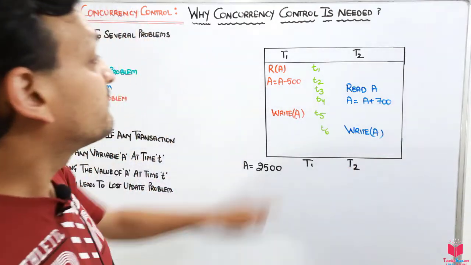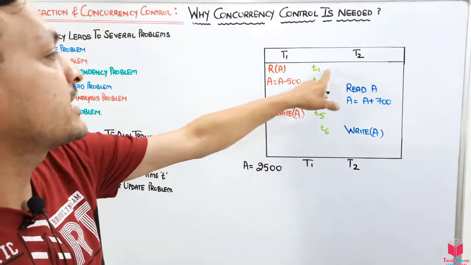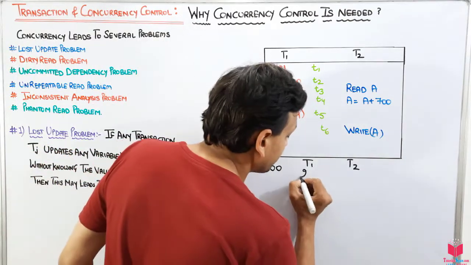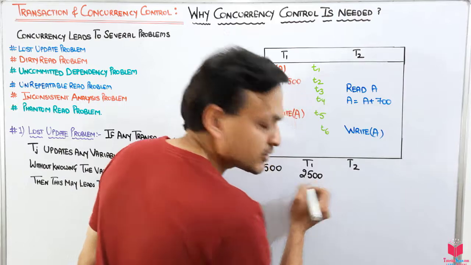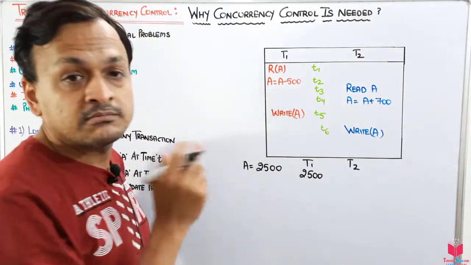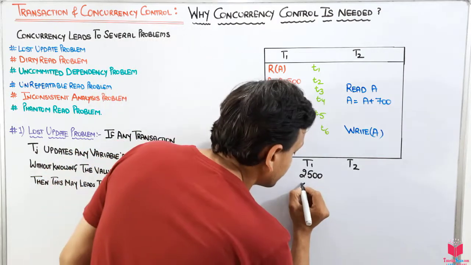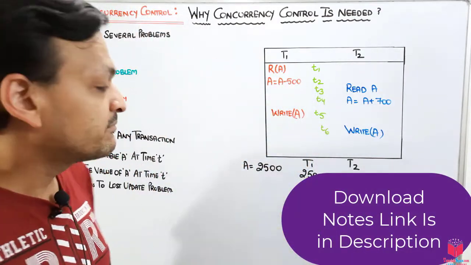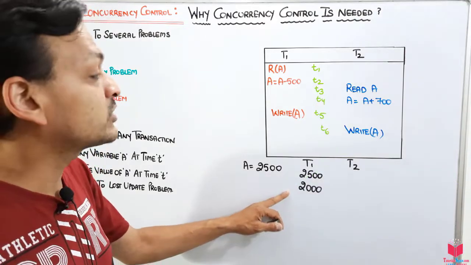When transaction T1 performs at time t1, it reads the value of A. That means the value of A will be 2500. Now it subtracts 500 from it. That means the value of A is 2000. But this is a read value, it is not an updated value.